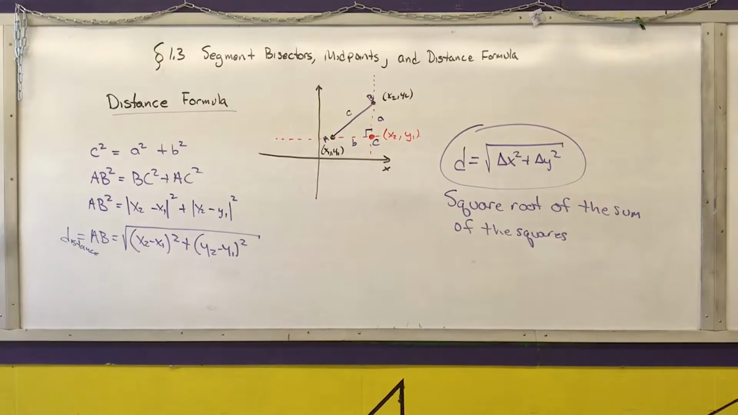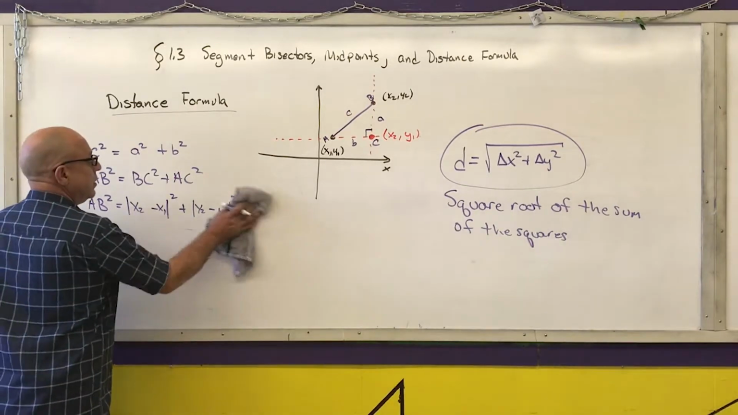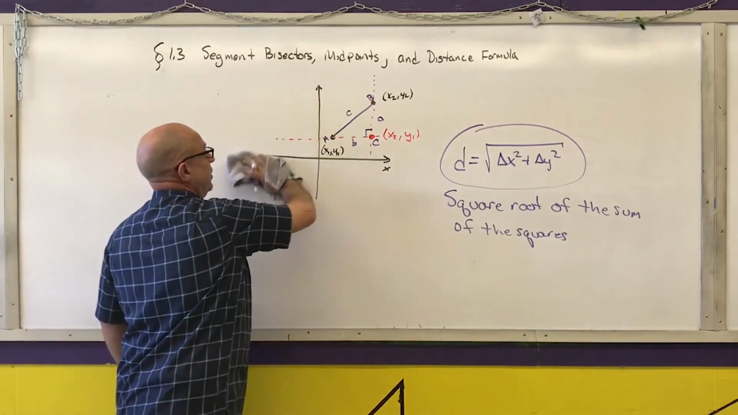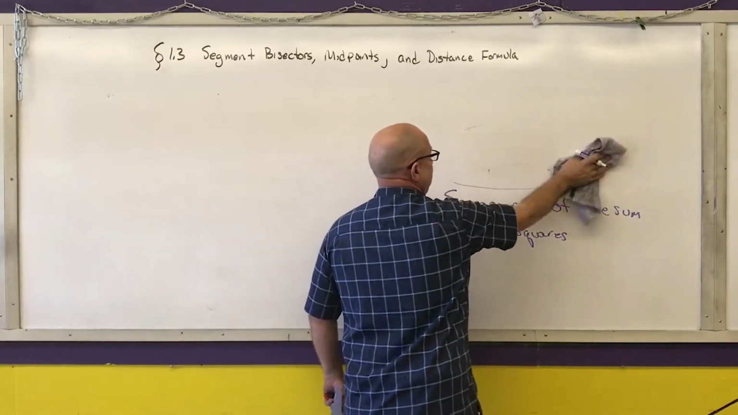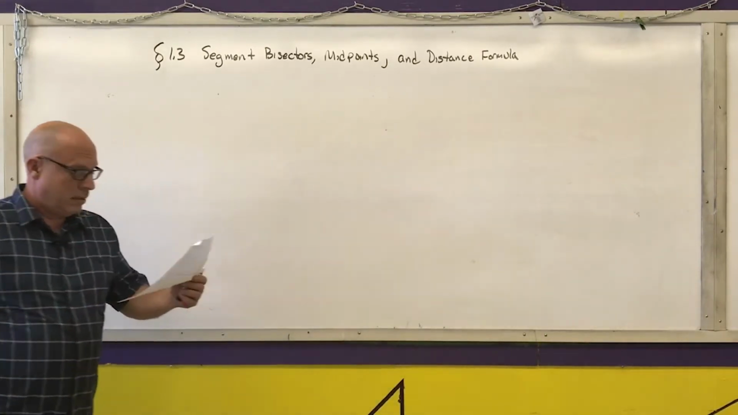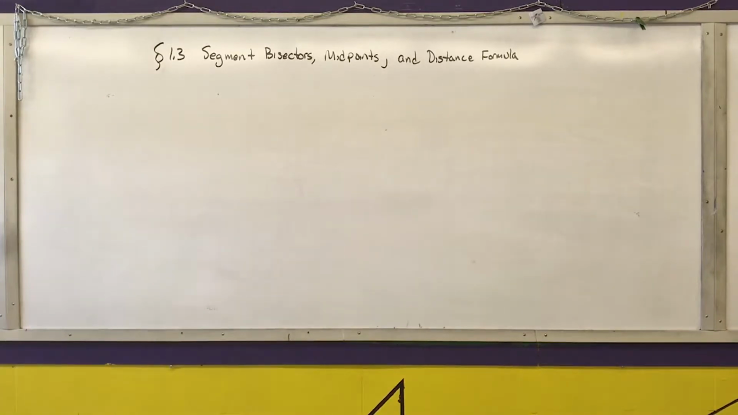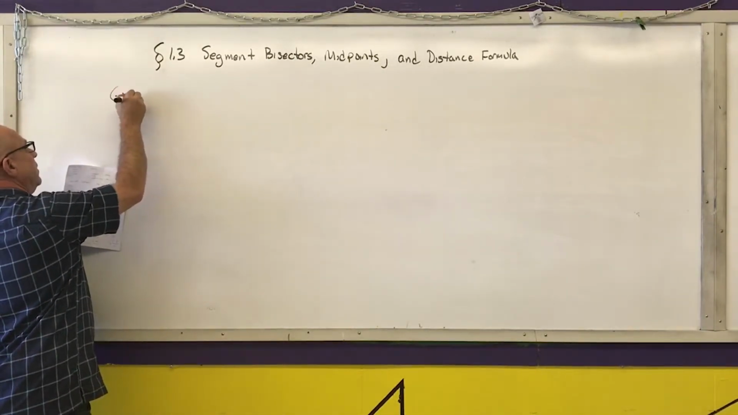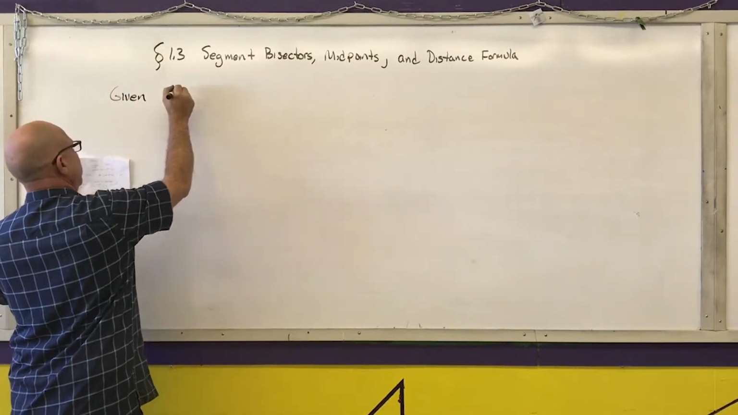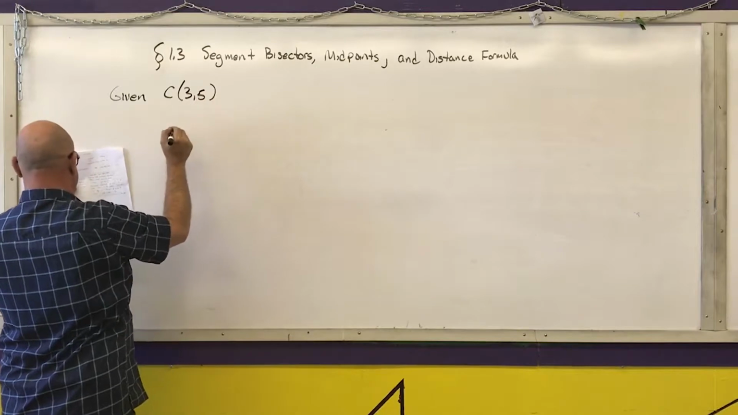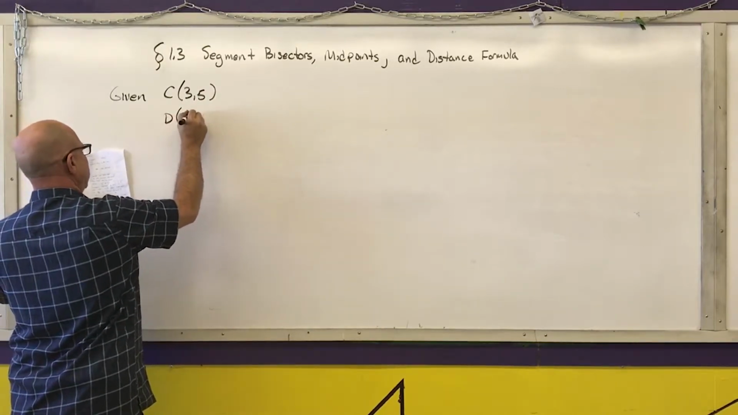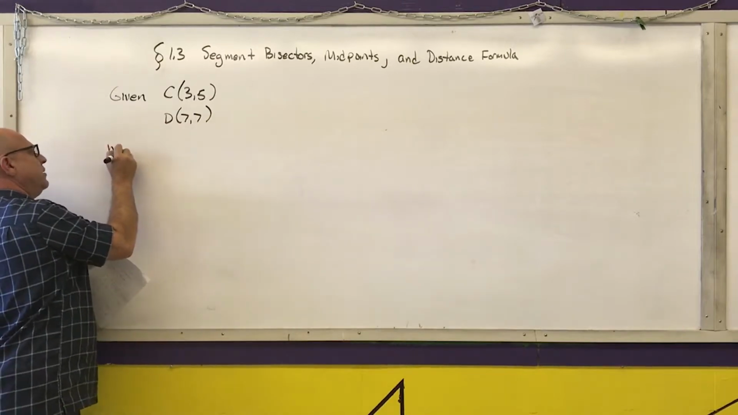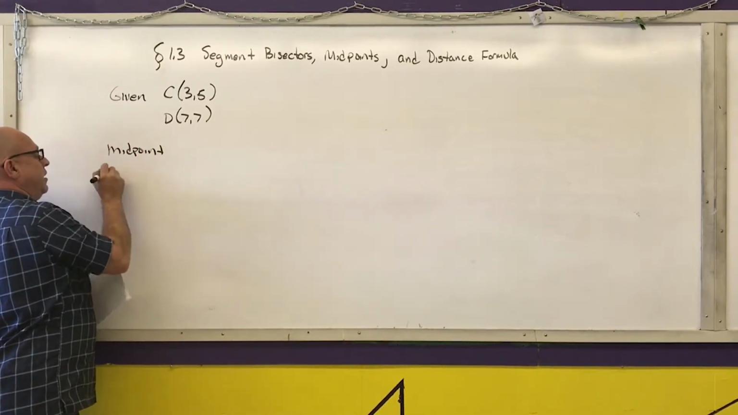So we're going to use all of this information to do examples. Make sure these examples are in your notes because they will be graded. And they will also help you with the assigned homework and classwork that you will be doing. So the first example: I have the following points. Point C has the coordinates 3, 5, and point D has the coordinates 7, 7. I want to find the midpoint and the distance.